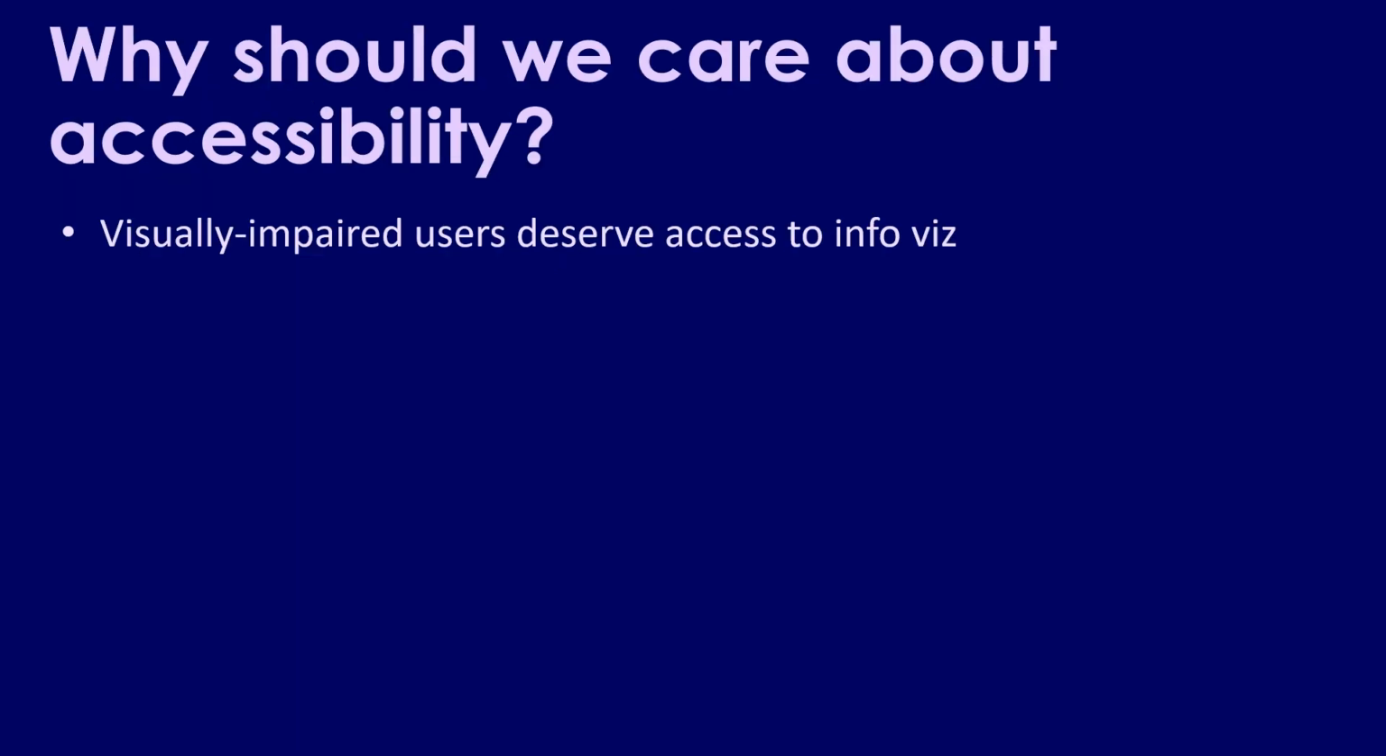Why should we care about accessibility? Obviously, visually impaired users deserve access to information visualizations and the data that they portray, whether that's information about health or current events. We want to know too, and it's great to have designs that can be inclusive of your entire potential audience.